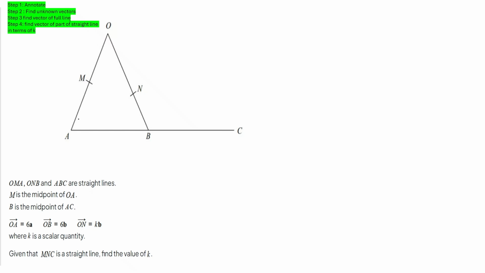So to begin with, we have to annotate all the vectors that we know onto the diagram. So we know that OA equals 6A, yet M is the midpoint of OA, which means that M is halfway between O and A, and so that means OM must be one half of the line and MA must be the other half of the line. So 6A divided by 2 equals 3A. That gives you OM, but also MA, because as we just talked about, M is the midpoint. So we can label that one.